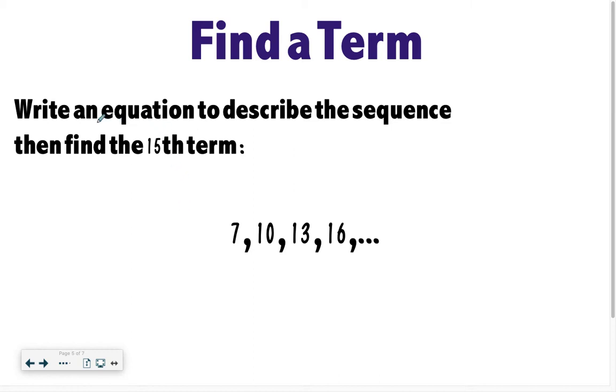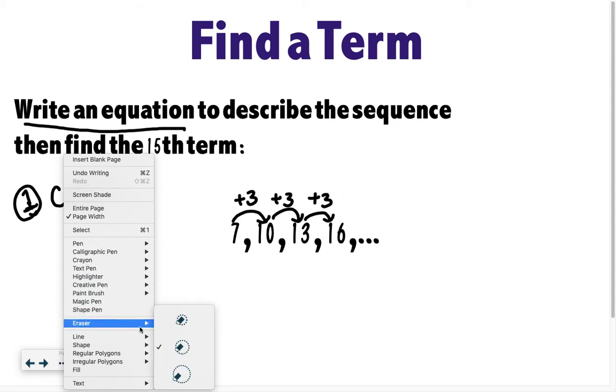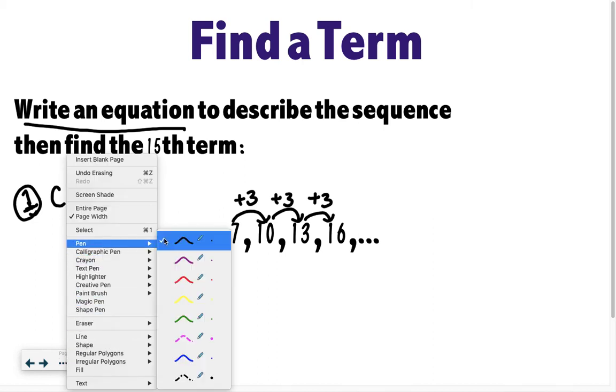So when you're trying to write an equation for this, what you want to start with is find the common difference. So step 1, what is the CD? In this case, to get from my first term to my second term, I added 3. To get from my second term to my third term, I added 3. To get from my third term to my fourth term, I added 3. So you start by identifying that common difference. And in this case, our common difference is 3.